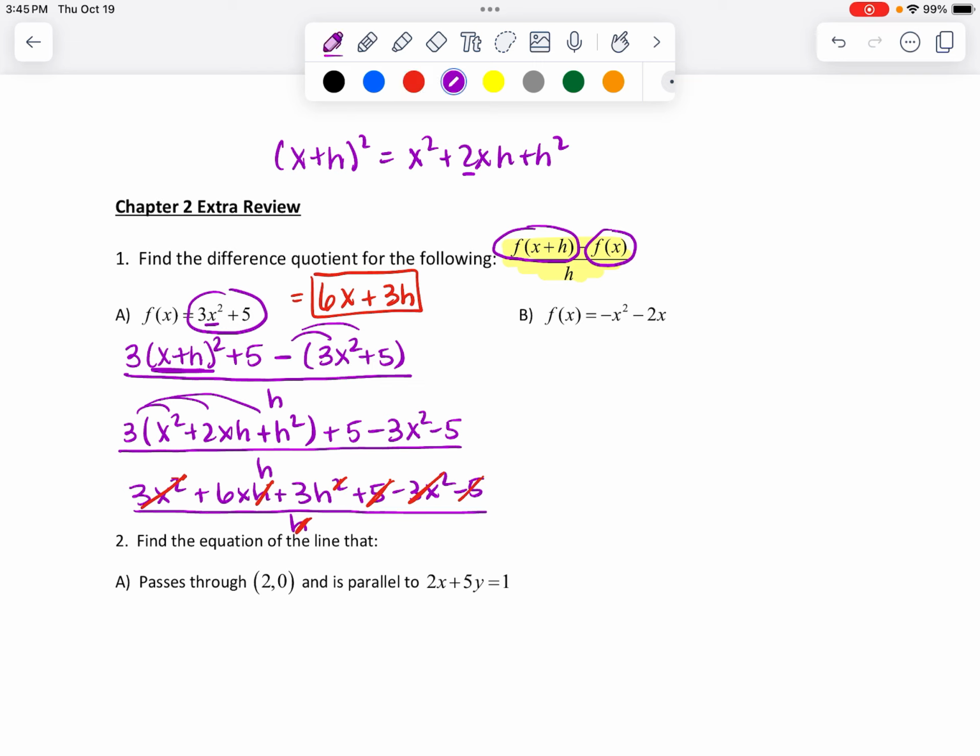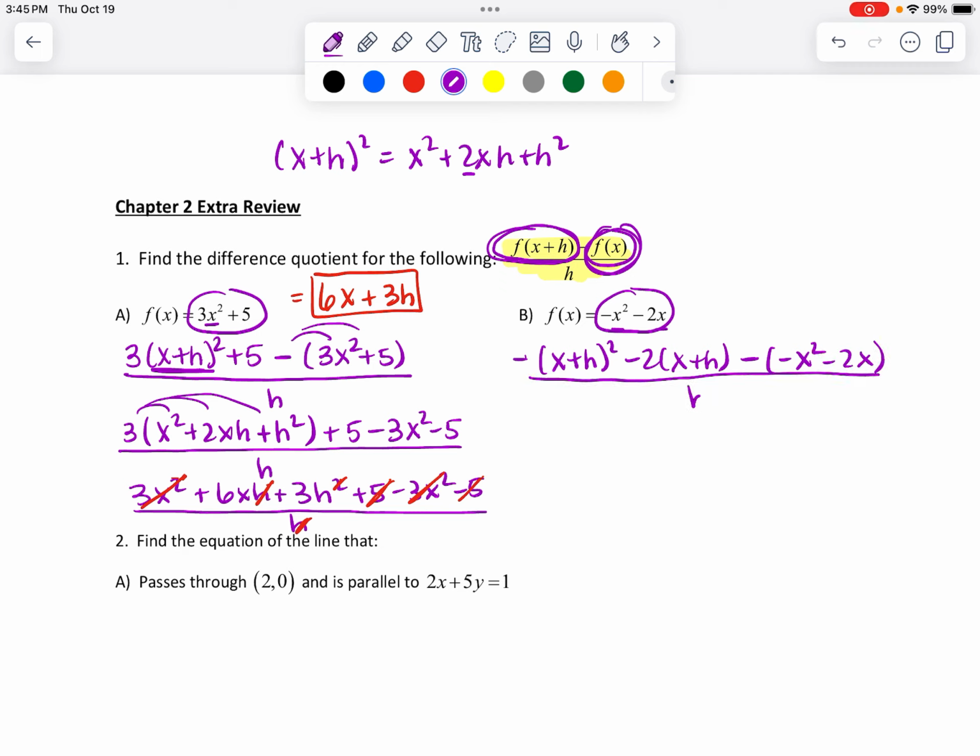Now B, same type of thing, just a little strange because there are so many negatives on this one. Again, I need to find f of x plus h first, which means replace all the x's with x plus h. So I'm going to get negative x plus h squared minus 2 times x plus h. Then I'm subtracting f of x, so I need to put negative x squared minus 2x in parentheses, all over h. Kind of a gross question.